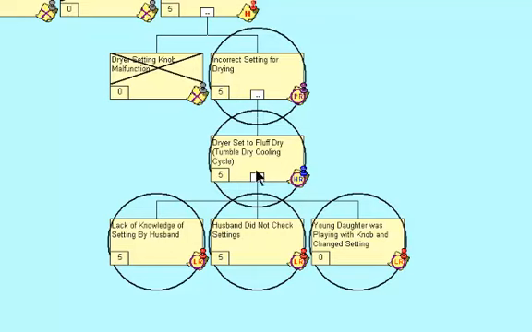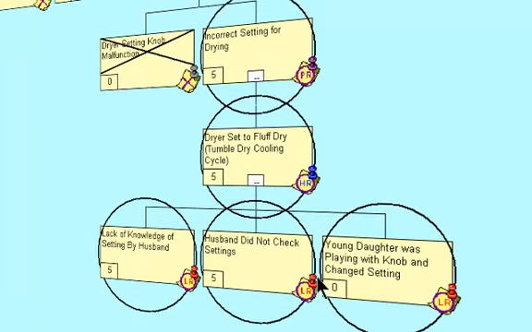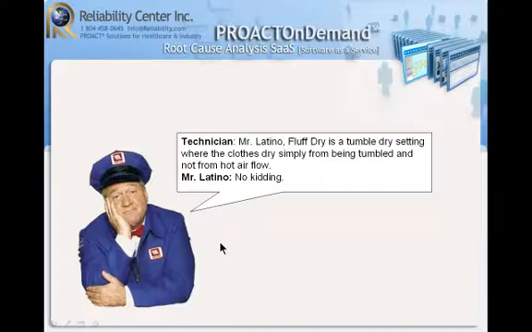Why did I go straight to detail and why did I miss the obvious check? And the reason it had been switched from the norm was that my young daughter, at the time about 5 years old, was playing with the knobs and had changed the setting, and neither me nor my wife had checked that. So you can just imagine the surprise on this technician's face and my surprise, as I learned about fluff dry. I had no idea what fluff dry was.